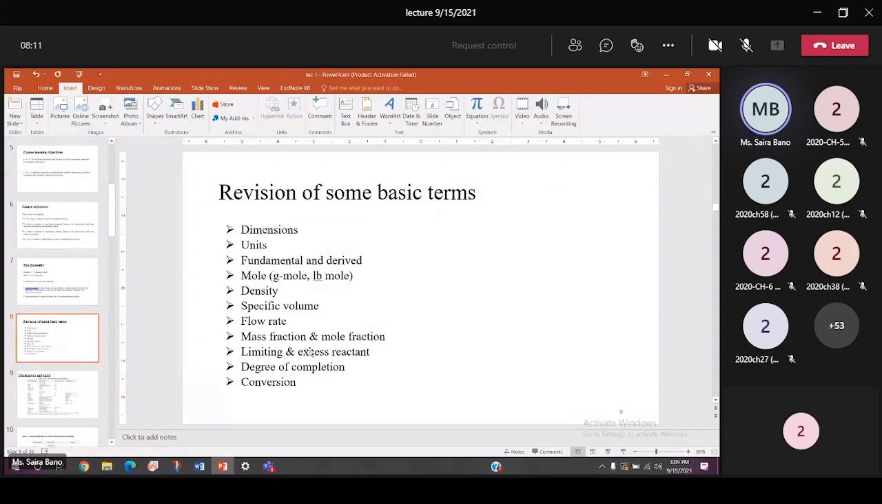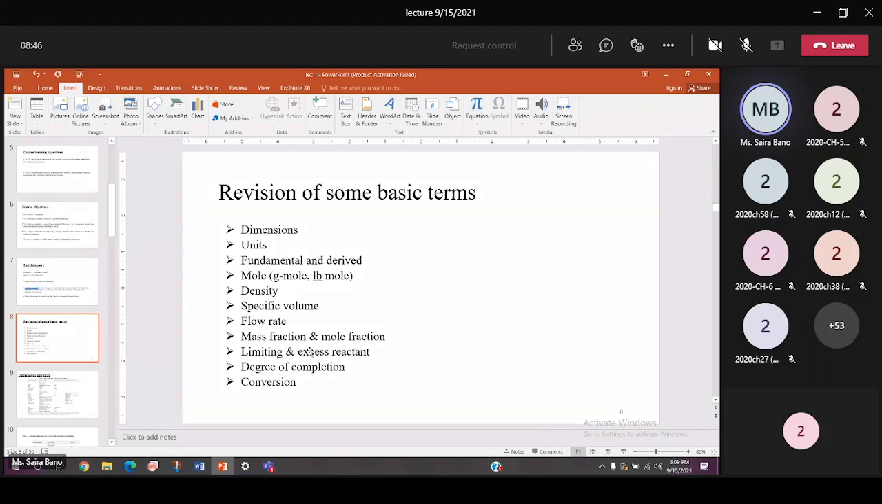Units are some means of expressing these dimensions, like length can be expressed in terms of meter or centimeter or feet, and then these can be fundamental and derived units. Fundamental units can be measured independently, while derived ones will be from using the fundamental quantities. Then there are moles. These can be gram moles or pound moles, and they can be calculated by dividing some given mass of a substance by its molar mass, molecular weight.